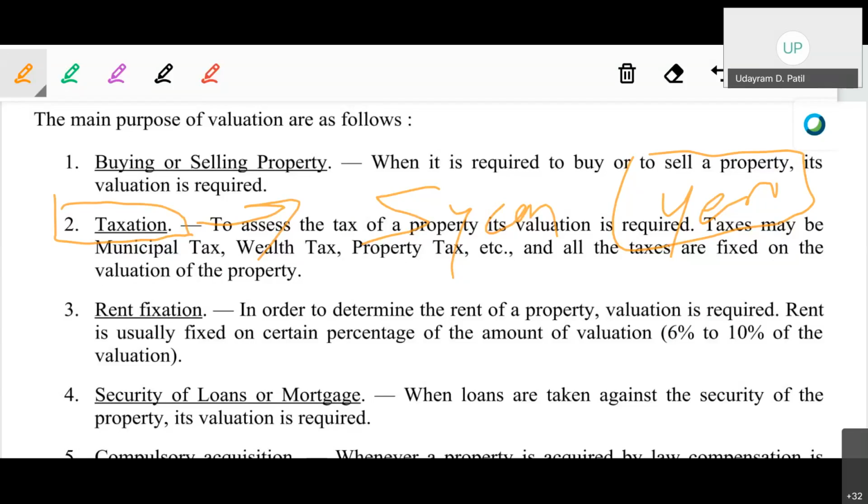But in case of the various large businesses, they have to pay the property tax as well as the income tax to the government. So that company does the tax valuation of the particular building, the yearly valuation of the particular property.